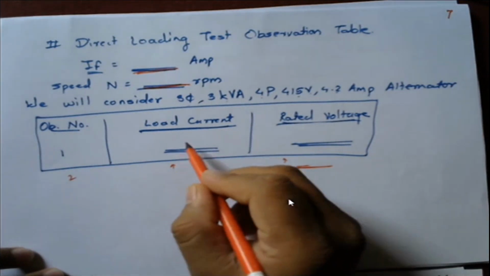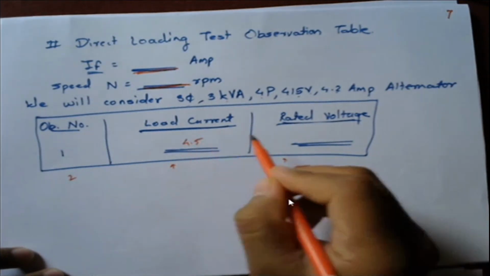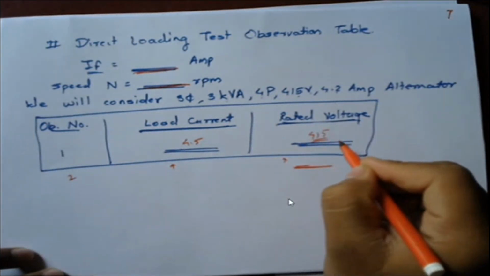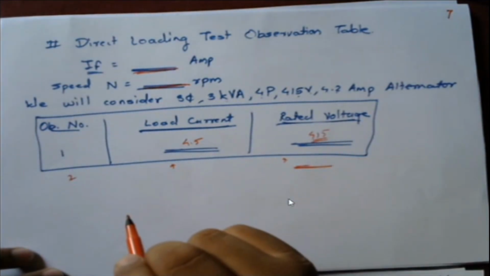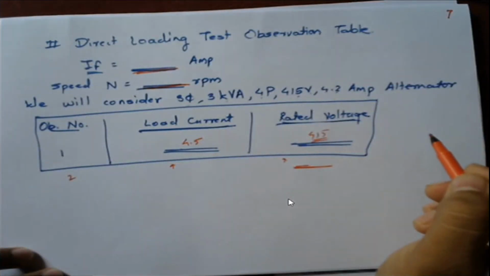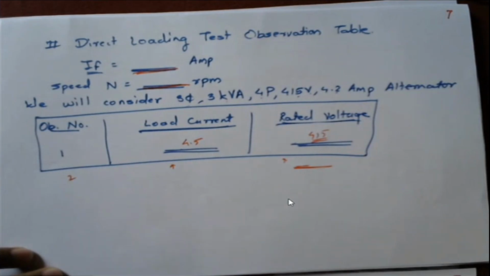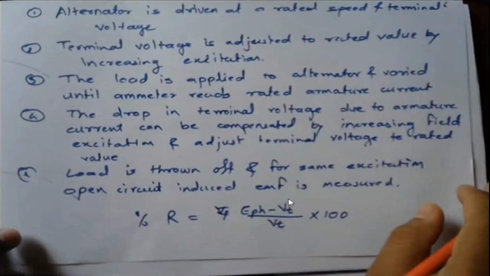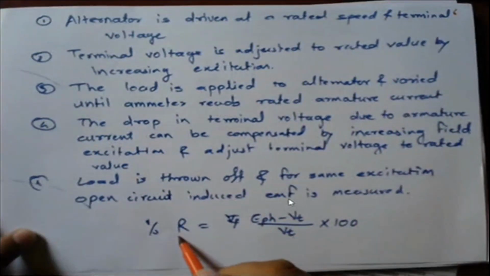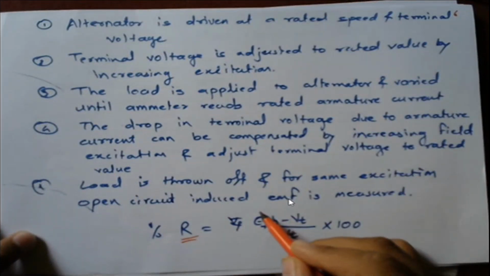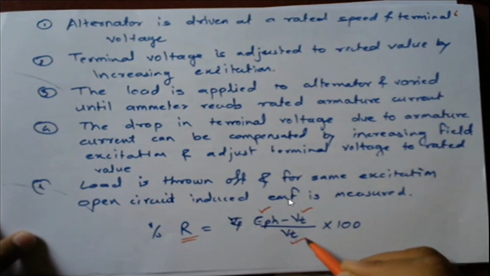Once I get the rated voltage at full load, that is, at full load current, in our case let us suppose it is 4.5 A, and the rated voltage is line to line 415 V, I am going to remove the load directly and note down the open circuit voltage. Once we have these two values, I can calculate the voltage regulation as EPH minus VT upon VT into 100. Make sure that all these values are per phase values.